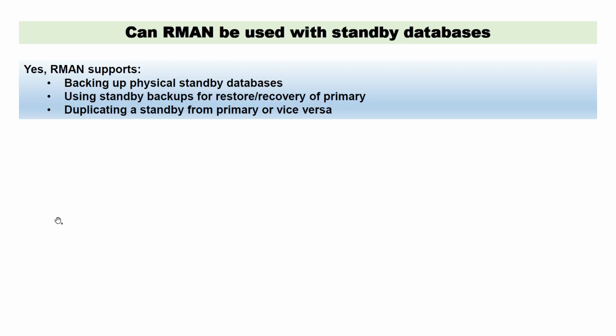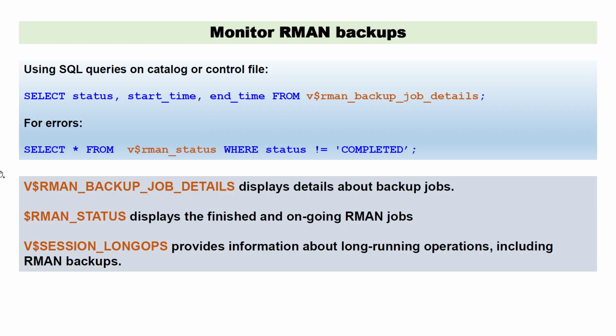Can RMAN be used with a standby database? Yes, RMAN supports backup of a physical standby database, using standby backups for restore and recovery of the primary, or duplicating a standby from primary, or vice versa. So you can take the backup at the standby. RMAN fully supports backing up the standby database.